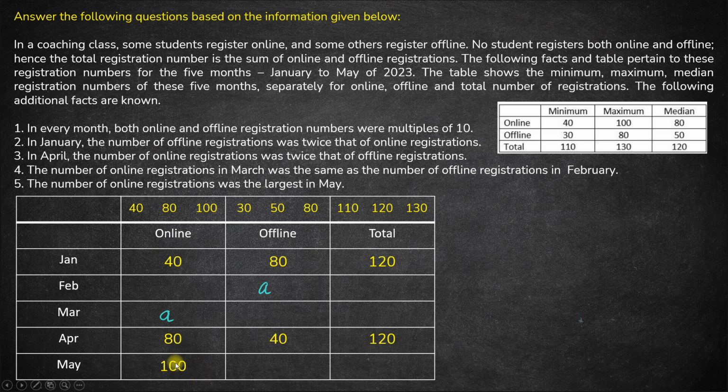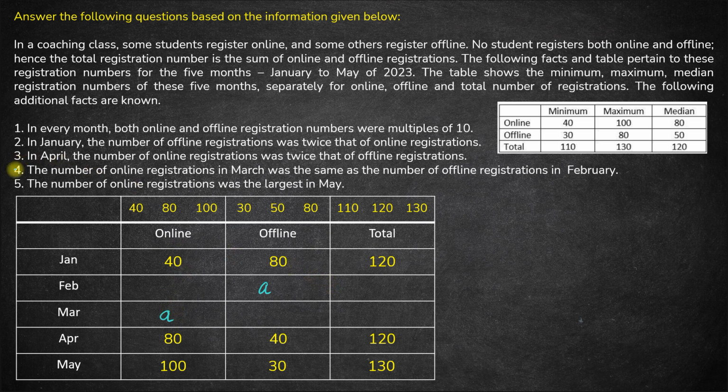And now if this is largest, 100, what are the possible values of total number of registrations? It's either 110, 120 or 130. So can it be 110 over here? If this is 110, this value would have to be 10, which is not possible. So 110 is not possible. Similarly, 120 is not possible, else this must be 20, but that's not possible. The minimum number of students registering in offline is 30. So this value has to be minimum 30. So 100 plus 30 will give you the maximum number of total registrations, which is 130. So this has to be 30, this has to be 130 as per the information given.